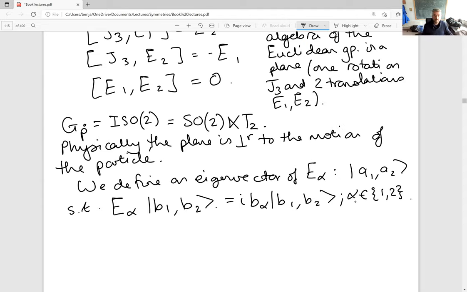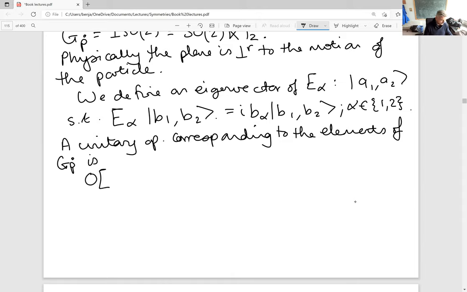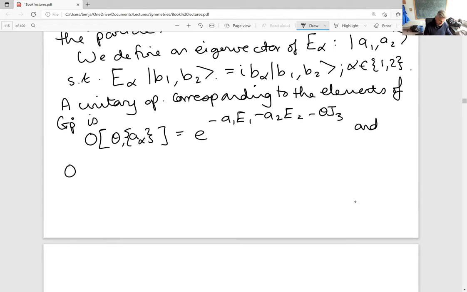So a unitary operator corresponding to the elements of our little group, we're going to call it O, and it's going to be a function of theta and of the set of A alpha. And it's defined to be e to the minus A1 E1 minus A2 E2 minus theta J3. Okay, so this is going to be an exercise in the book. It's part of the exercise.